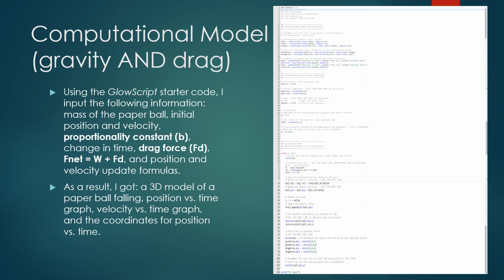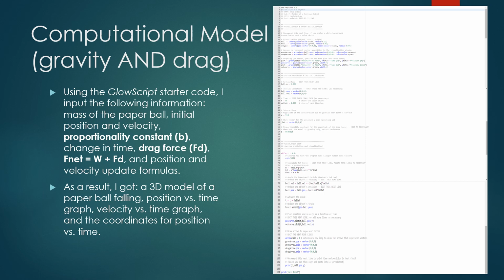So for the gravity and drag computational model, I put the following information. The mass of the ball, the same paper ball, and the initial position and velocity, which are also the same. What's new though is the proportionality constant, since we are accounting for drag force here as well. And we got the proportionality constant from just guess and check. We had to make sure that the final position in Tracker was the same as the final position from GlowScript. And then I accounted for change in time again to match the length of my video.